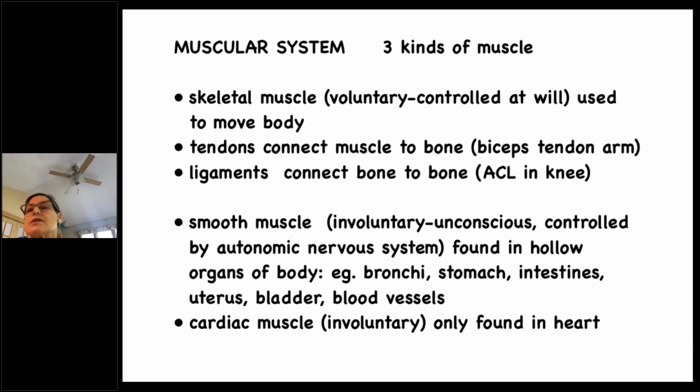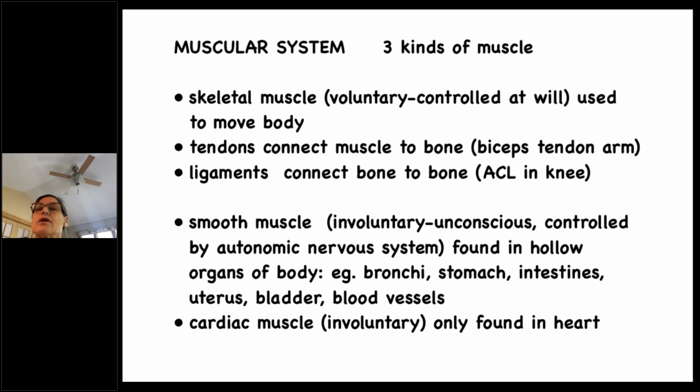Smooth muscle is involuntary, which is unconscious. It's controlled by the autonomic nervous system. It's found in hollow organs of the body, like the bronchi in the lungs, the stomach, the intestines, the uterus, the bladder, and the blood vessels. So that's all going on without any conscious control. The cardiac muscle is also an involuntary muscle. It's a specialized muscle only found in the heart.